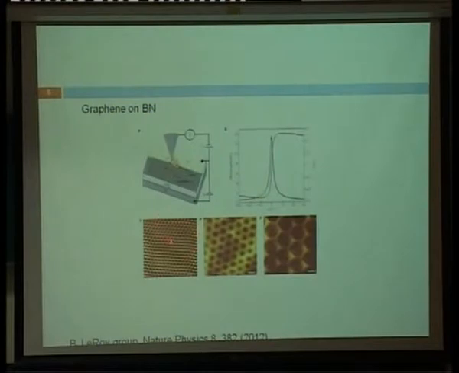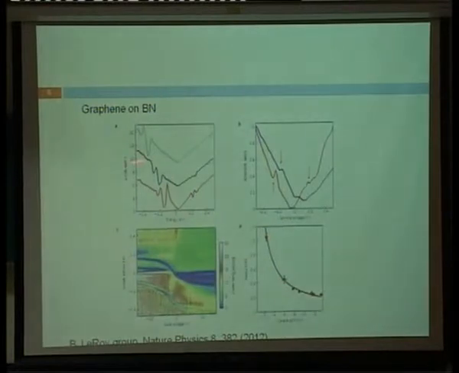So these are experiments done in Brian LeRoy's group at Arizona State, where they do STM measurements on boron nitride on graphene, and they see Moiré patterns. Then they go ahead and do spectroscopy, and they see features in the density of states which are essentially additional Dirac peaks, and I'll be talking more about it in the next couple of minutes.